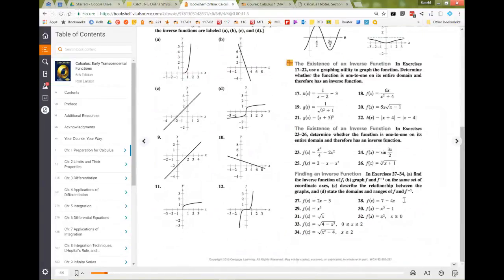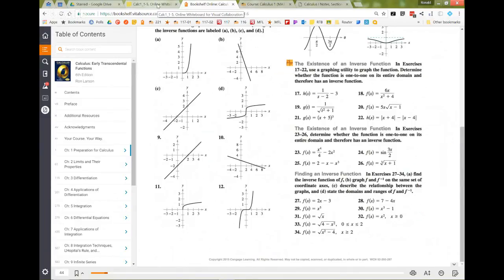Okay, so 31, if you can read, it's real fine print. It says in exercises 27 to 34, find the inverse of the function. So that's your first job. And then in part B, graph the function and its inverse on the same set of axes. C, describe the relationship between the graphs and state the domains and ranges of the two. Okay, so our function 31 is f of x equals the square root of x.